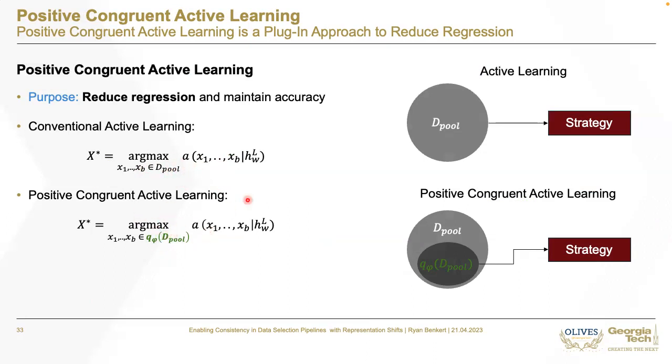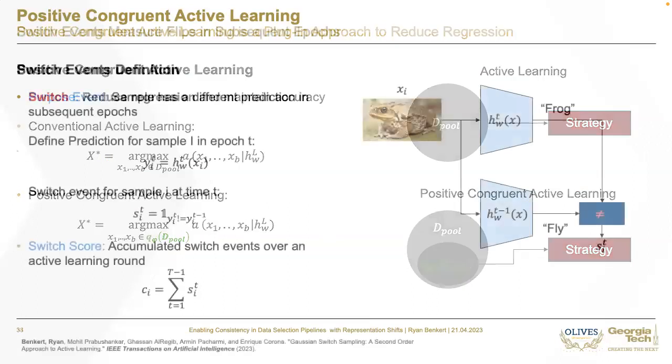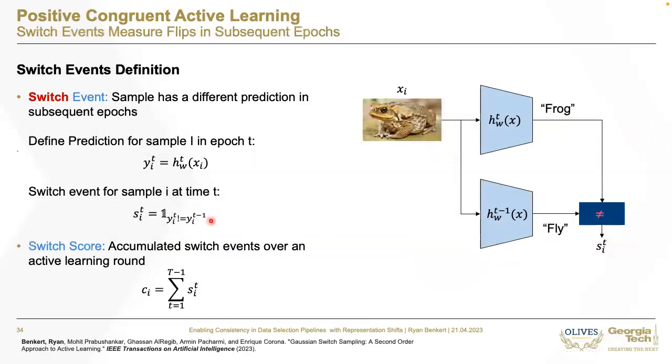Now, by introducing positive congruent active learning, the idea is to restrict it, meaning we introduce this function Q you see down here to reduce the sample size of the unlabeled pool. So the question is, how do we design this pool? In order to do that, I want to switch gears and then bring it back to the Q function in a moment. The way we're going to be doing this, as you can probably already guess from the title, is with representation shifts.